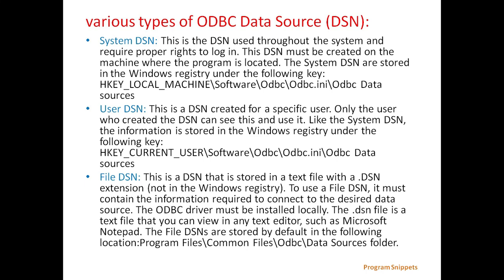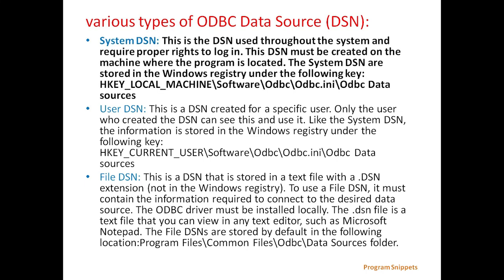Various types of ODBC data source are: system DSN. This is the DSN which is used throughout the system and requires proper rights to login. This DSN must be created on the machine where the program is located. The system DSNs are stored in the Windows registry under the key HKEY_LOCAL_MACHINE/software/odbc/odbc.ini and ODBC data sources.